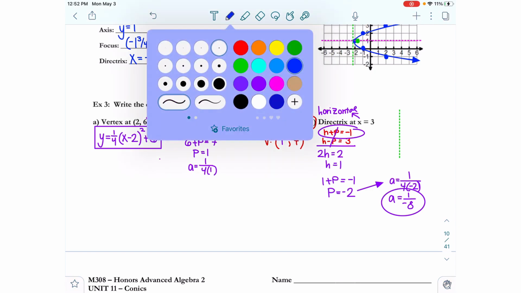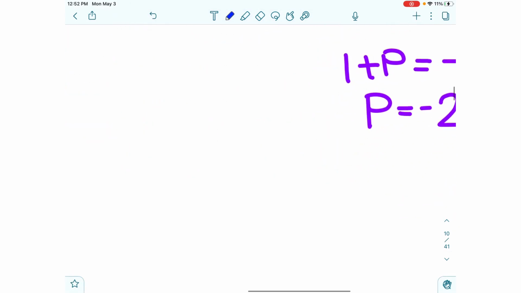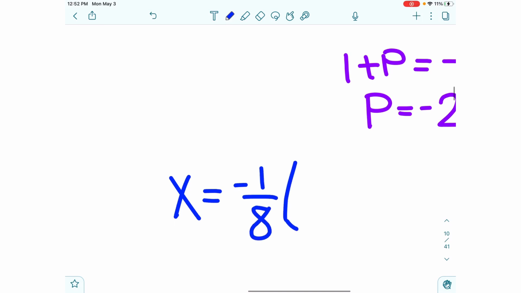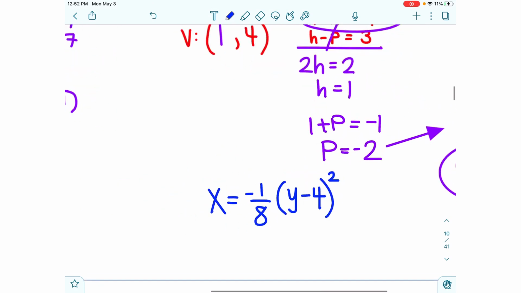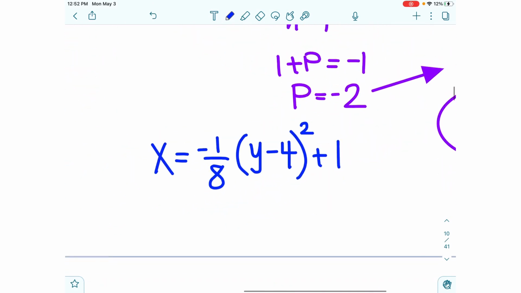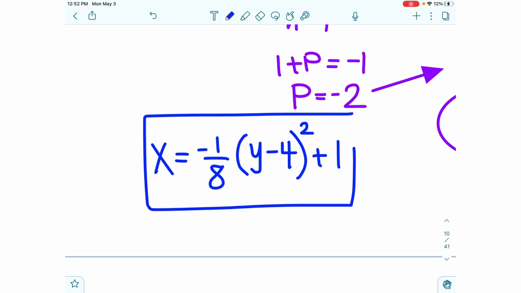Here's the equation. Be careful. This is horizontal, so it's got to be x equals, my a is -1/8. Careful. This is going to be y minus 4, which is the y value of the vertex, squared, and then plus 1. So that's the final answer for this one.